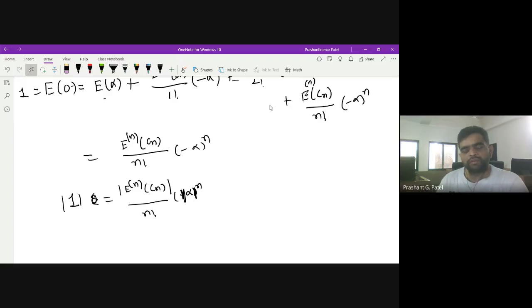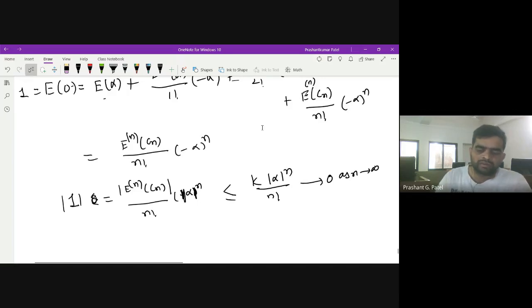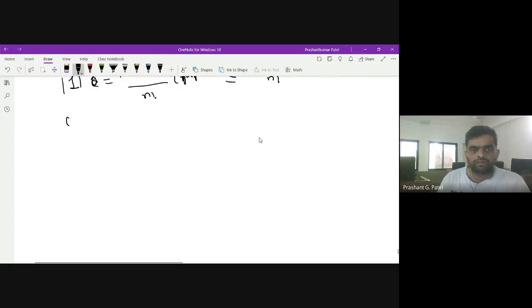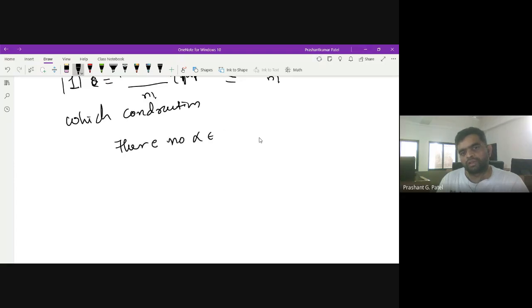But En is bounded by k. So I can say this is less than or equal to k times mod alpha raised to n upon n factorial. This will tend to 0 as n tends to infinity, and this will lead to a contradiction that 1 is less than or equal to 0. So hence this is a contradiction. Hence there is no alpha in R such that E of alpha is 0. So this completes the proof of the first property.